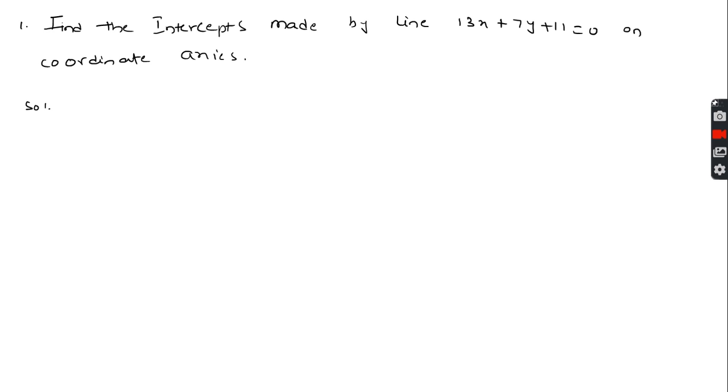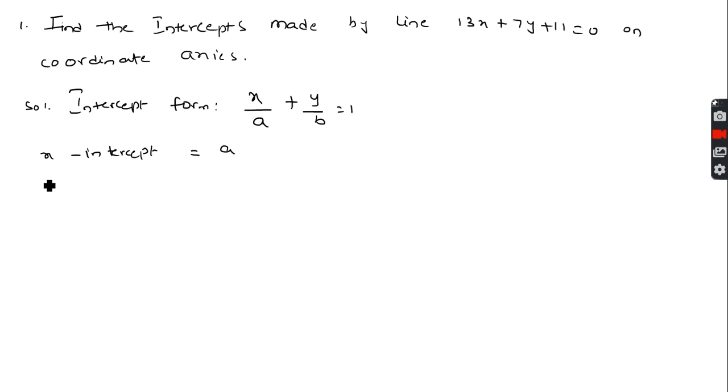So the topic is intercepts made by the line 13x plus 7y plus 11 equal to 0. Here the basic question is the intercept form. What is the intercept form? x by a plus y by b equal to 1. So the x intercept is equal to a, and the y intercept is equal to b.